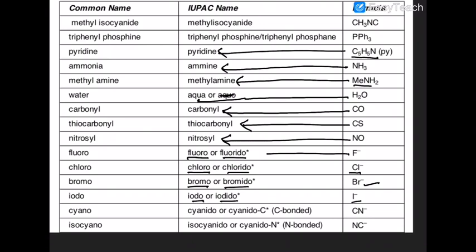For CN negative, you will write cyanido-C or isocyanido, that is cyanido-N. So depending upon what you are using, it is better to use cyanido and isocyanido. Are you getting that in your mind? So that's how you will name the various ligands. So memorize that.